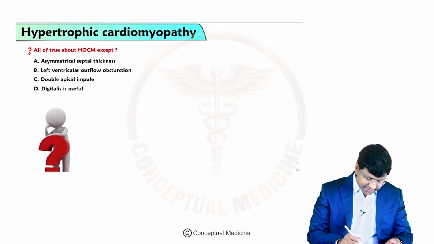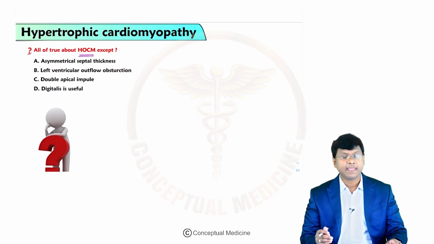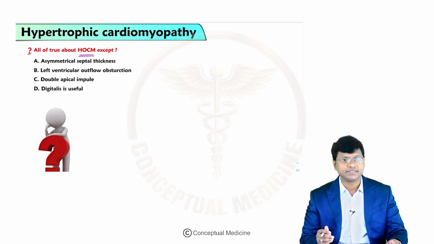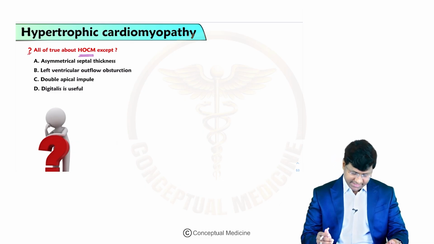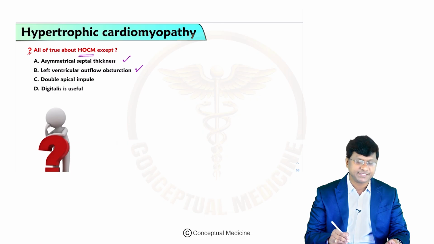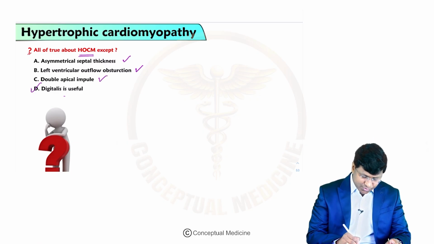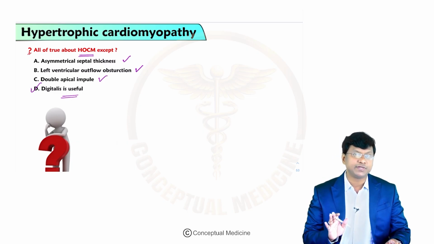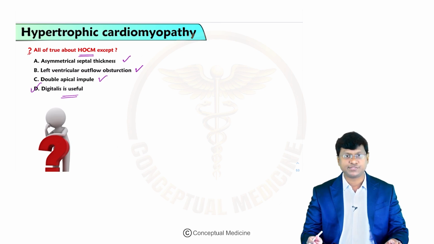All are true about the HOCM except: there is asymmetrical septal thickness, left ventricular outflow tract obstruction, there is double apical impulse, digitalis is useful. Asymmetrical septal thickness, yes, it is present. Left ventricular outflow tract obstruction, yes, it is present. Double apical impulse, yes, it is present. Digitalis is useful, it is an incorrect statement, right? Digitalis is absolutely contraindicated in patients with the HOCM.